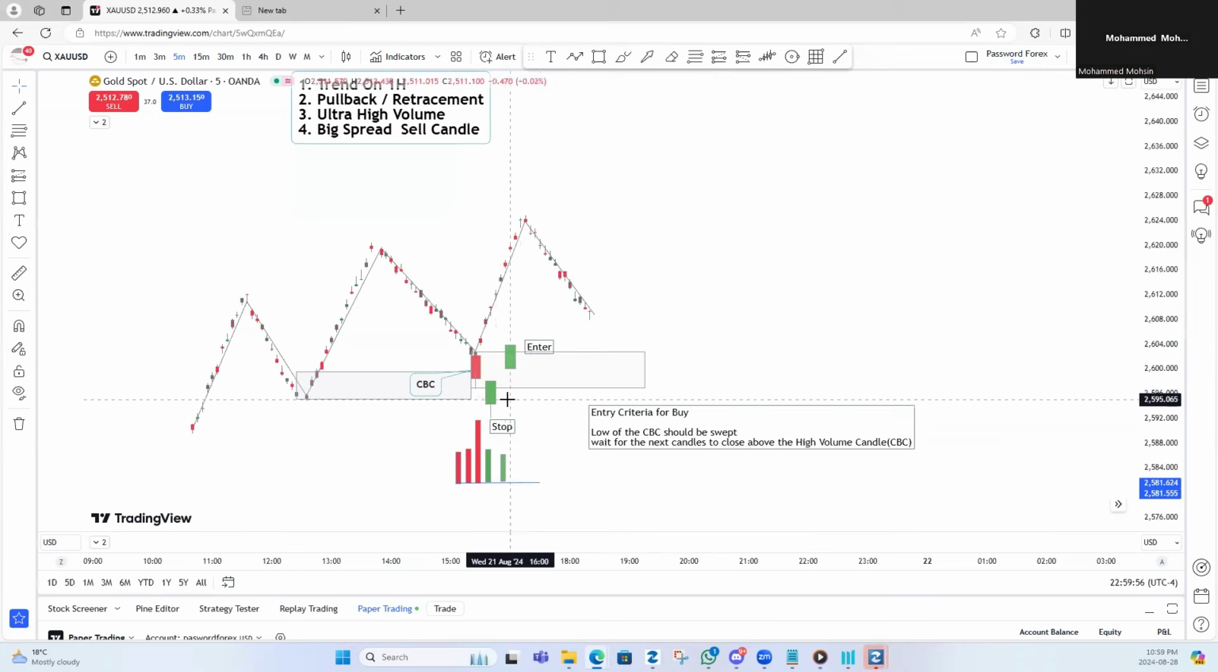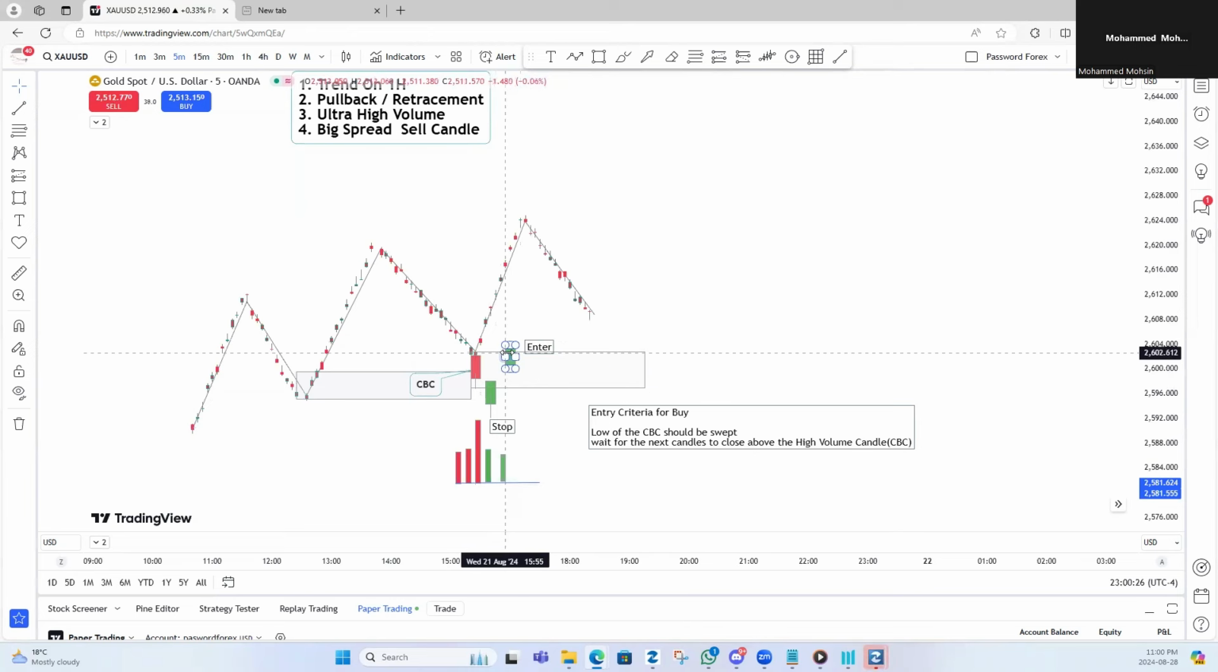Once I see that, I would know, okay, the low has been taken and my buy is confirmed. Now, the next thing I notice is that the next few candles have to go up and close above this CBC candle, the climactic buy candle. These candles have to close above. It could be two candles or one candle, whatever, but it has to close above the CBC candle.